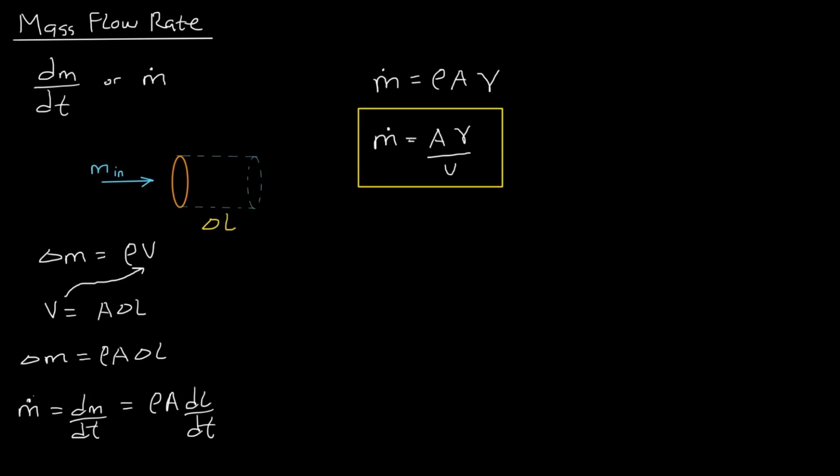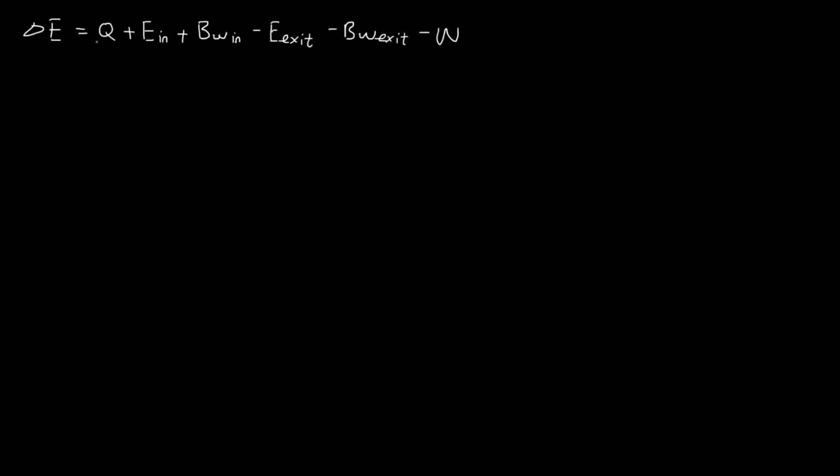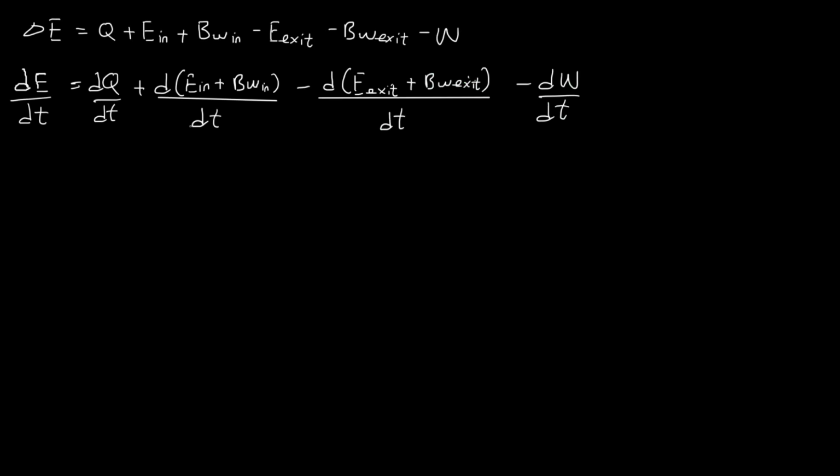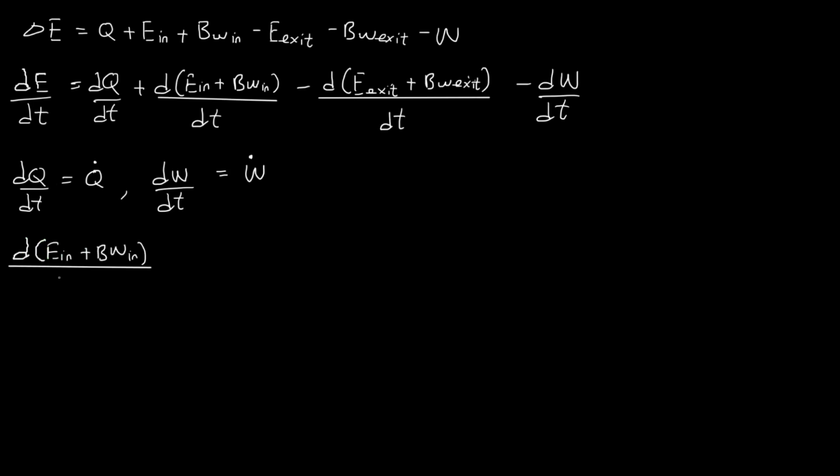Now, going back to our change in energy. The change in total energy per unit mass becomes this. And we can write dQ/dt as Q dot, which is the rate of heat transfer to the system. We can also write dW/dt as W dot, which is the rate at which work is done by the system. For the derivative of the sum of energy inflow and inlet boundary work, we can evaluate it as the sum of these terms per unit mass multiplied by the mass flow rate.